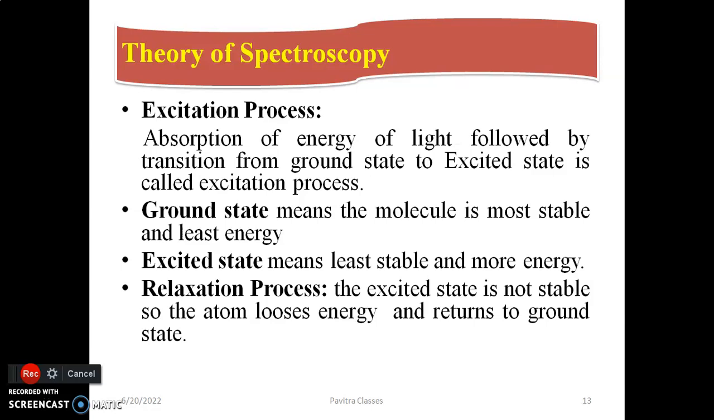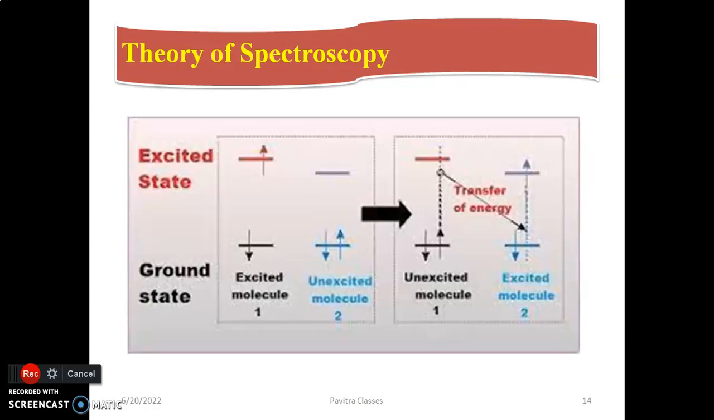Once the molecule reaches the excited state, it is not stable there. The atom loses its energy and returns to the ground state. That is called relaxation. If the molecule is in the ground state, it gains energy and goes to the excited state. It can transfer energy from excited molecules to unexcited molecules, and vice versa. Again it loses energy and comes back to the ground state.